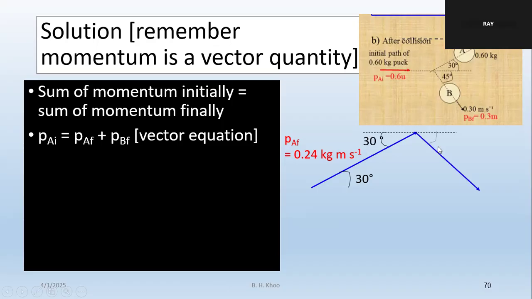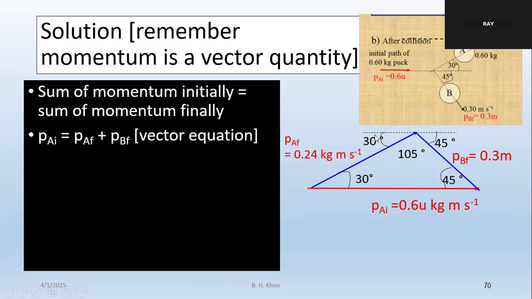And the momentum of body B is at 45 degrees to this horizontal line, and then there's the resultant momentum, which is this one, 0.6 U, and then the unit. So 180 minus 30 minus 45 will give you 105. Initial momentum, 0.3 M.